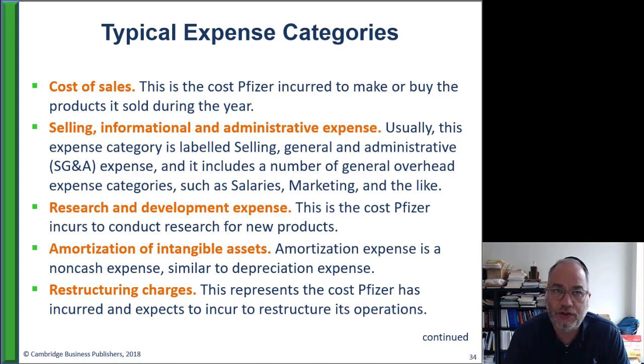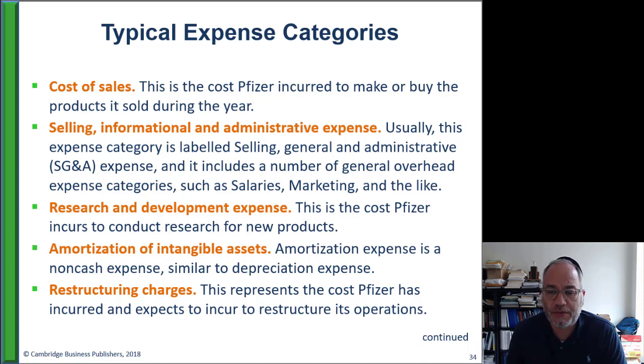Research and development is the cost of researching and developing new products. Research and development costs in general are always expensed when they're incurred. So people argue that R&D is necessary, is really a cost of goods sold, and it should be capitalized. But we'll talk about this a little further. R&D, or research and development, is always expensed.